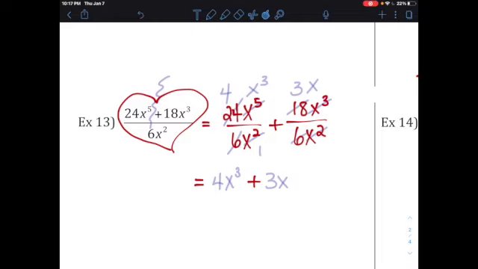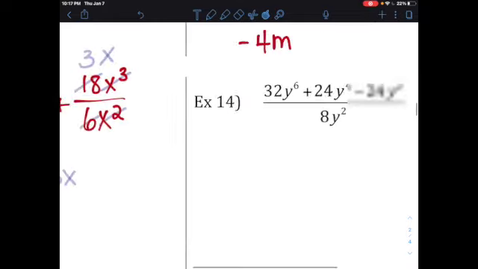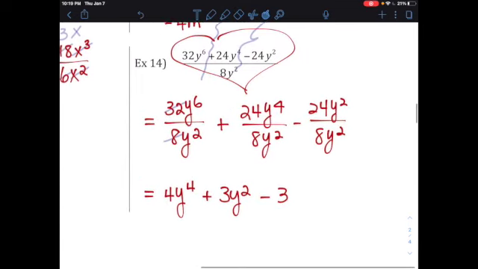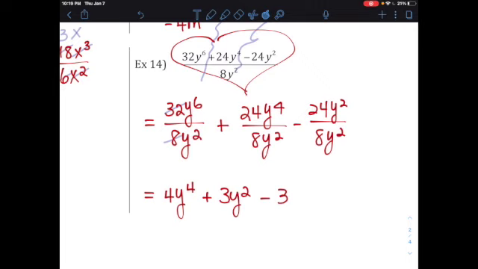Okay? And then here's example 14. I have the answer for number 14. Double check you have the same setup and you reduce it correctly.